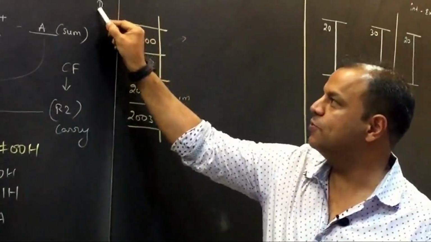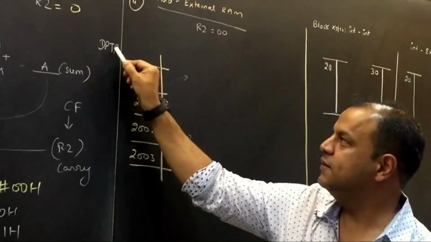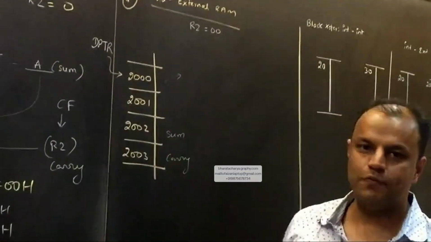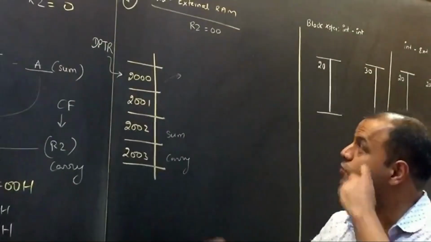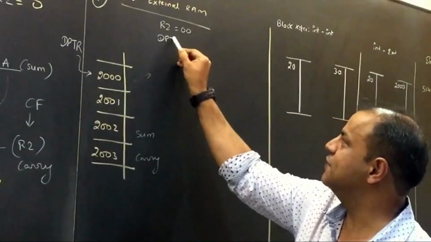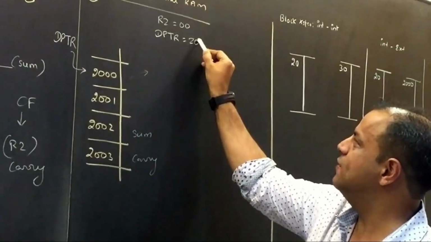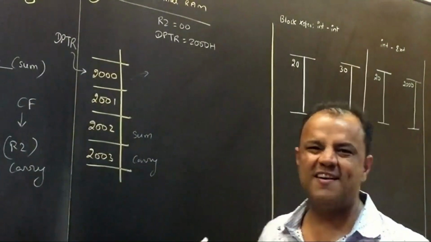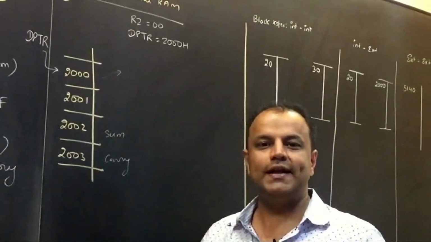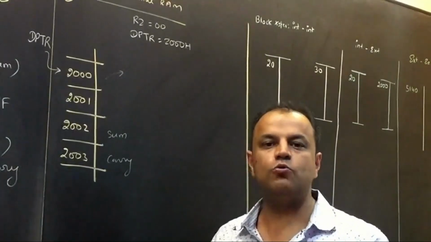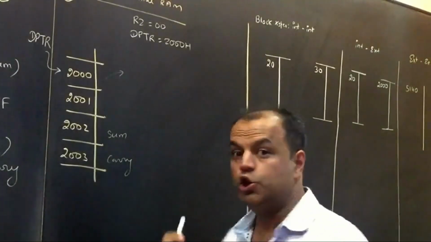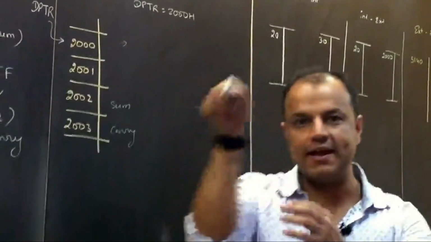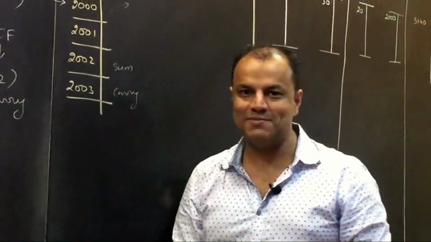You will need a pointer over here. Who will be your pointer? DPTR. DPTR is your pointer for external RAM. So the first thing you will need to do is initialize DPTR with the value 2000. Put the number 2000 in DPTR. For DPTR, 2000 is the data. We will use it as an address whenever we write @DPTR. Please tell me, do you understand?